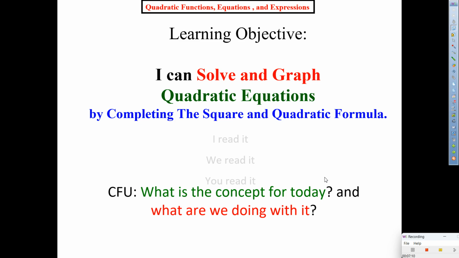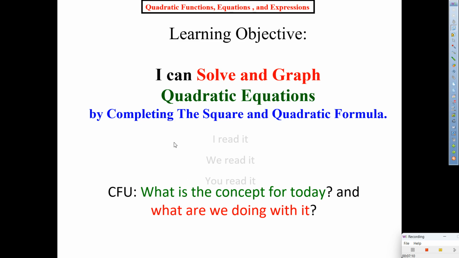All right, so our objective for today: I can solve and graph quadratic equations by completing the square. Did we do that yesterday? Yes. I'm going to go over a couple from the home play. And by solving it using the quadratic formula. We're going to address that today.